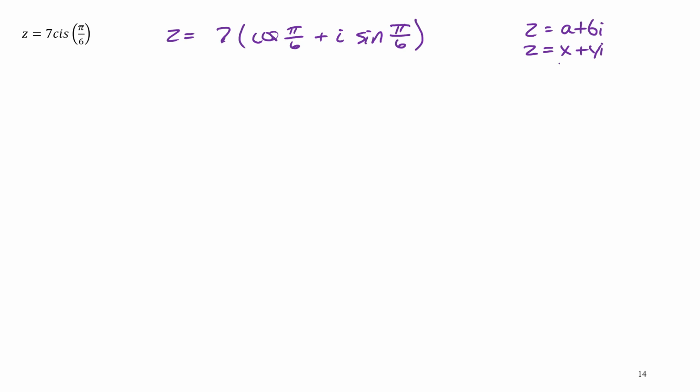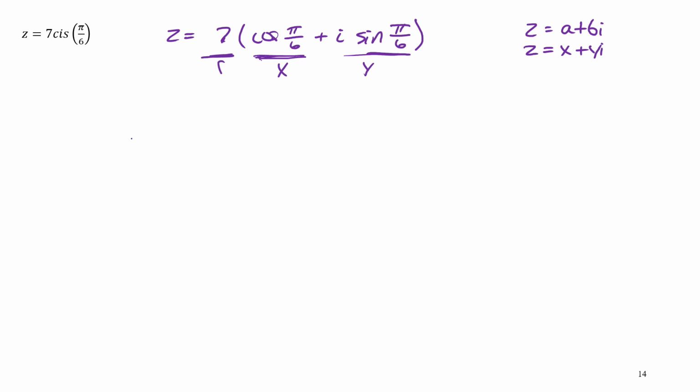And since we're looking for it in terms of x and y, or a and b, we know that our radius is this r up front. Our x is our cosine, so if we look right here, we have our cosine theta, where theta is pi over 6. And our y is the sine theta, which in this case is sine of pi over 6.